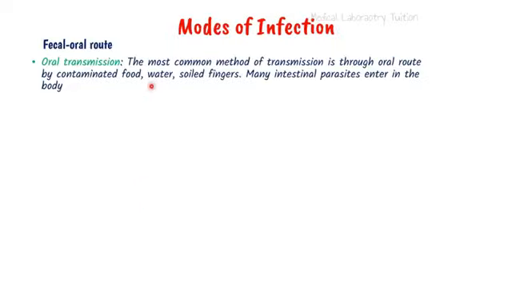Now mode of infection. Now how we get the infection, okay. So we get the infection by fecal oral route. Very important thing, because most of the parasites get into our body by this fecal oral route. So oral transmission, which is part of the fecal oral route, is a common method for transmission, because we eat food and water mostly, and we can get affected with these parasites.